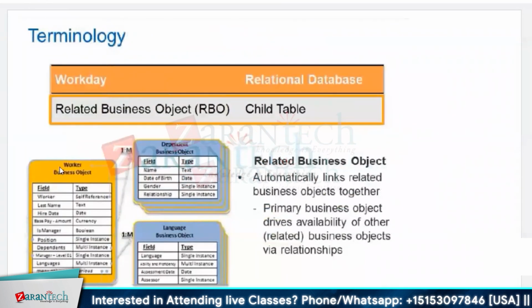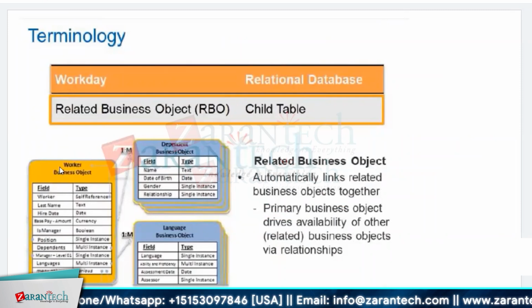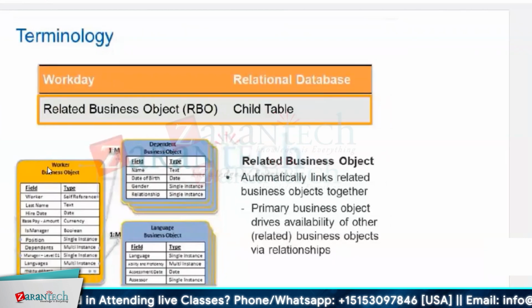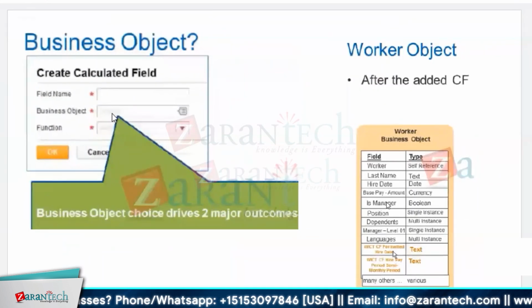All right, I think we've talked about related business objects enough, but just in case, this is here, it automatically links related business objects. In relational database terms, those are the child tables. So going from your primary business object to the information, just the way we were going from worker to the dependent one and pulling pieces of data from there.